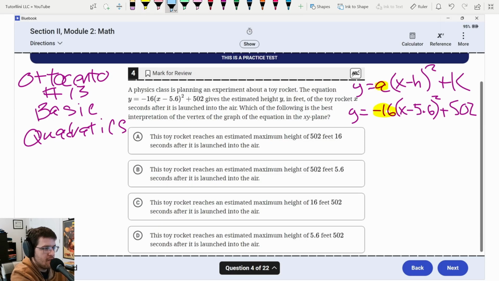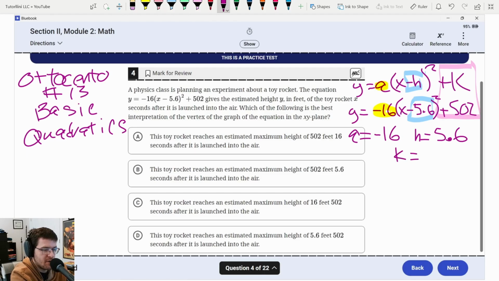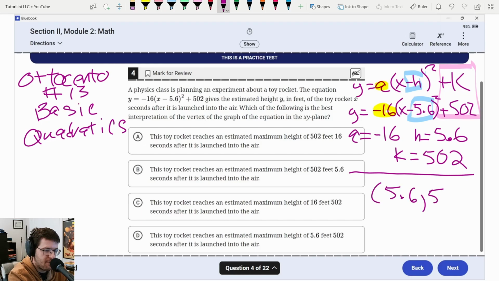H, we got to change the sign because there's a minus sign here. So A is -16. H, it kind of looks like -5.6, but it's really +5.6 because of that minus sign in front of the H. I go over that in the video. K is 502. It's got a positive sign in front of it, so we don't need to change it. Positive sign in front of the K, plus K. All right, so H comma K is the vertex, so the vertex is 5.6 comma 502.